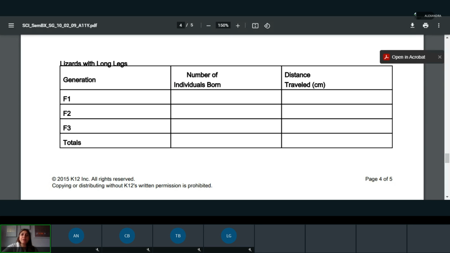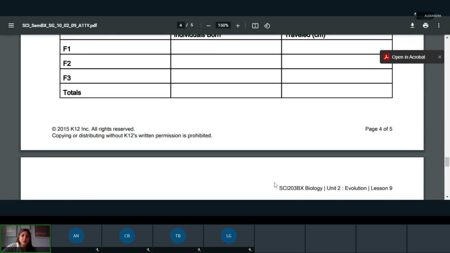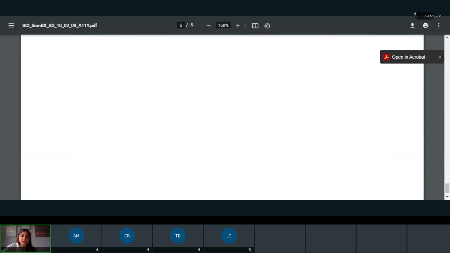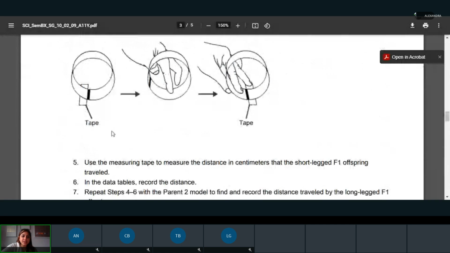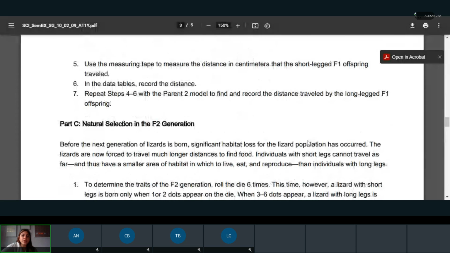Yes, Logan, but before you repeat it, you want to make sure that you're looking carefully because of the next generation. We just did this and we just found the distance, right? So now we're going to find natural selection in the F2 generation.